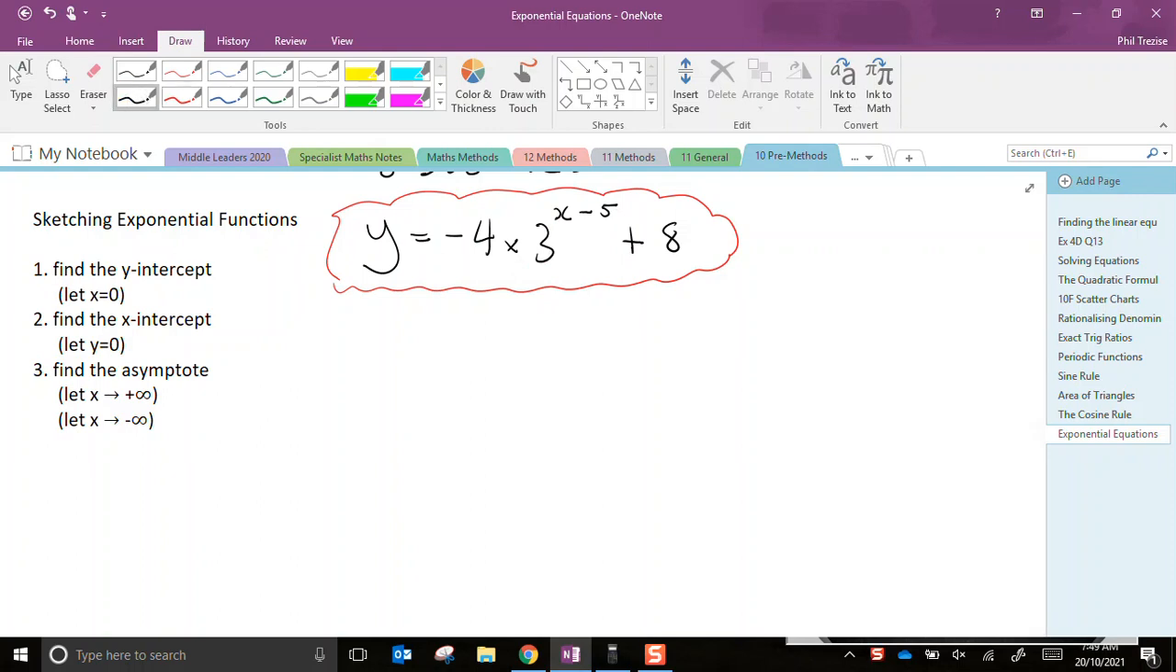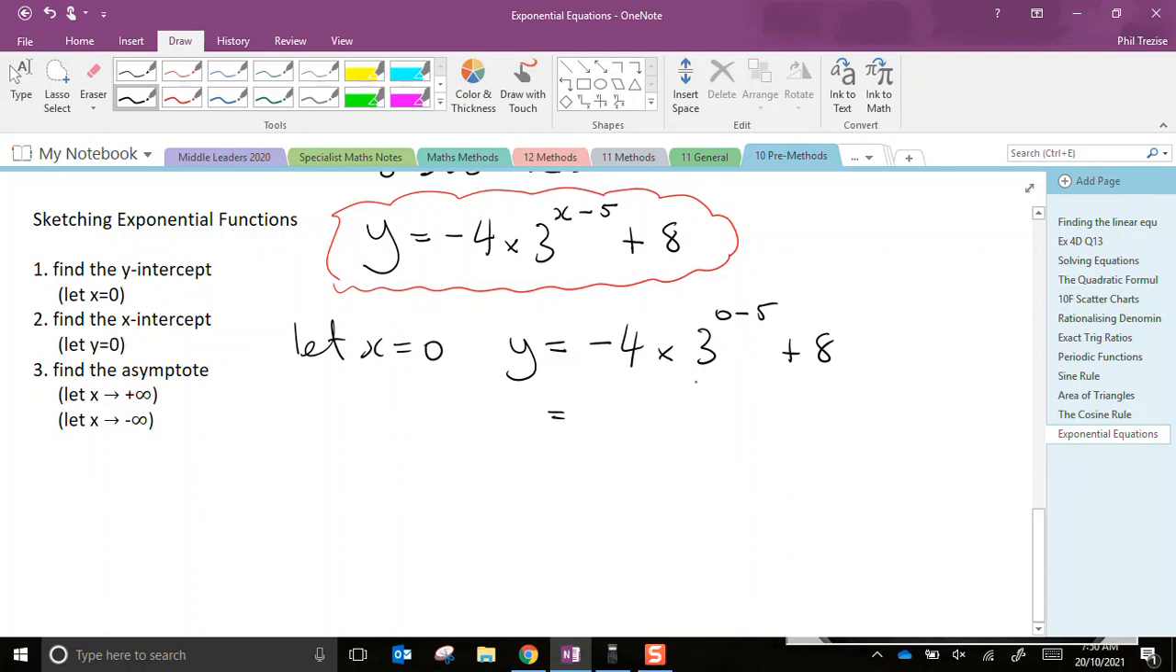The first step, we will find the y-intercept by setting x equal to 0. So here we go. Let x equal 0. It's always worth writing this down as part of your working to communicate your ideas. So we're going to substitute: 3 to the power of 0 take 5, plus 8.